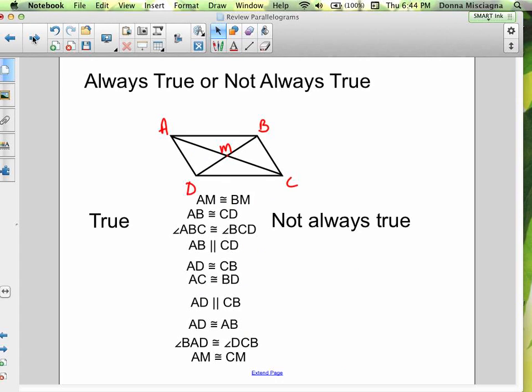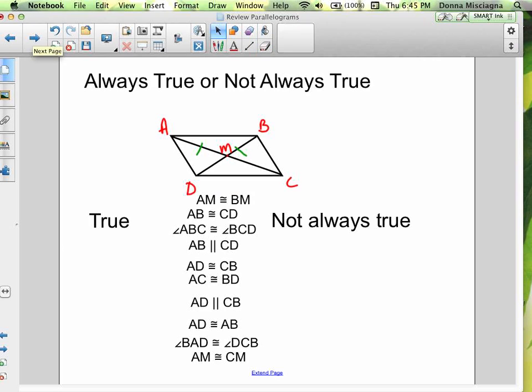Always true or not always true? Here we have some statements about our parallelogram ABCD, and we want to identify whether these things are always true or not always true. All right, so let's take a look at our first statement. AM is congruent to BM. Now, by the way, these should have the line segments above, but I can't type them in that way, and they're probably going to come off as soon as I move them, so I can put them in at the end.